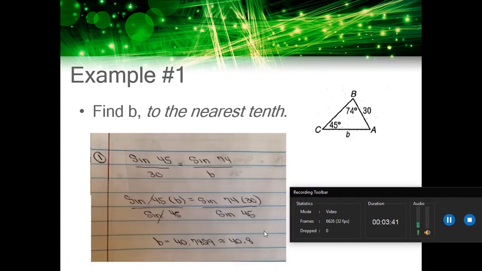So when I do that, my side length for B, this is unrounded, and it does say to round to the nearest tenth, which is 40.8. Remember, you can pause the video at any time if you'd like to try the examples on your own.